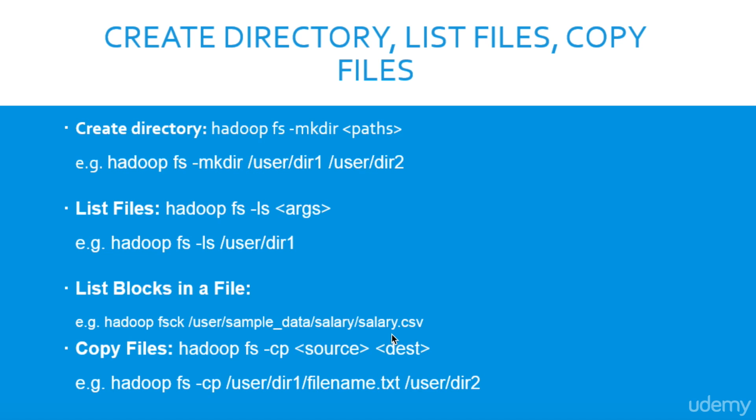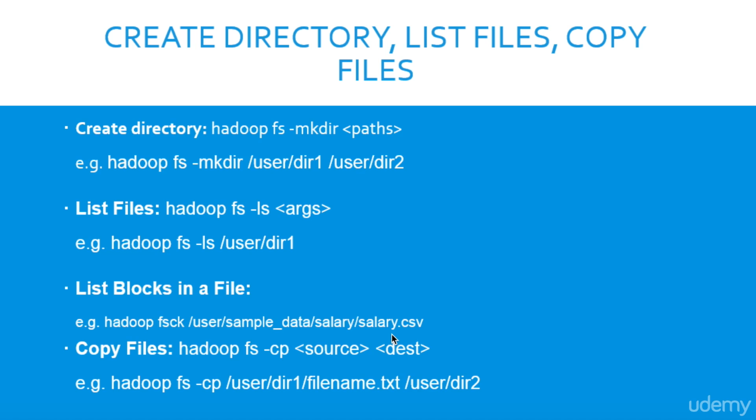To create a directory in HDFS, you can use hadoop fs -mkdir and the directory path. In the example, I'm creating two directories, dir1 and dir2, within the user directory. To list files within a directory, you can use the command hadoop fs -ls and the directory location.